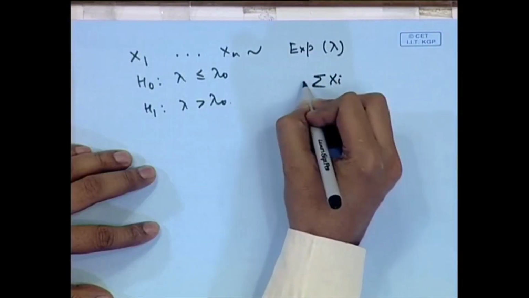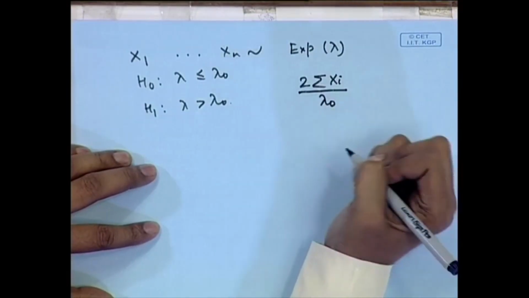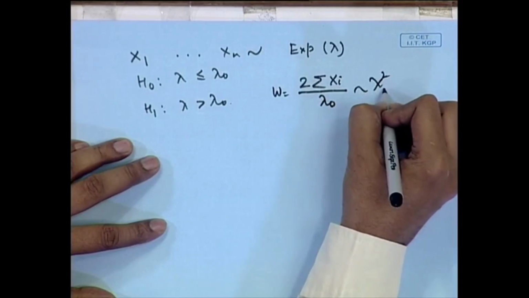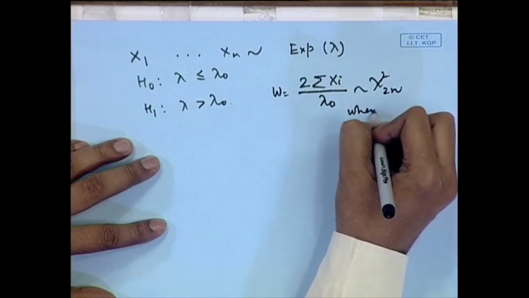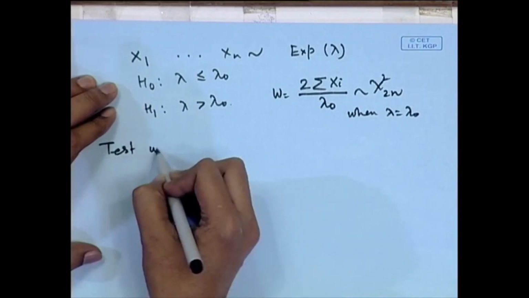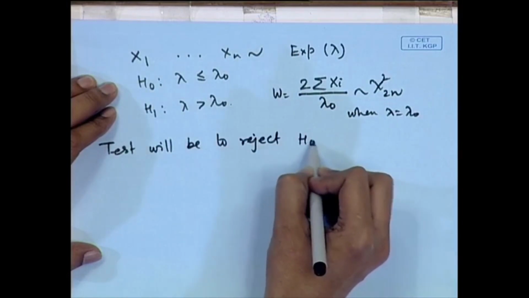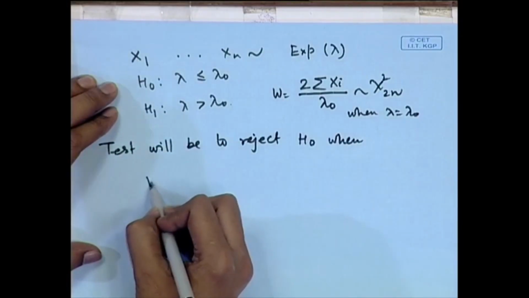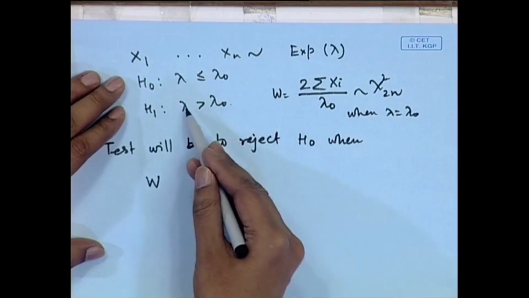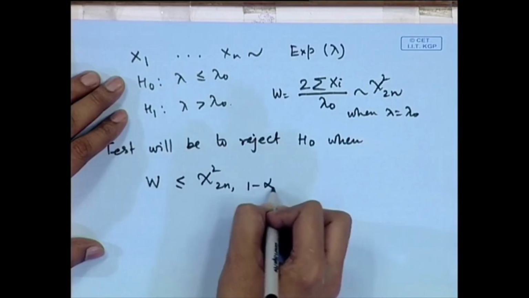And the test function we had devised in terms of a chi-square distribution, because we had made use of sigma x i. So, we considered twice sigma x i. If we consider twice sigma x i divided by lambda naught, let me call it W, then this will follow chi-square distribution on 2n degrees of freedom when lambda is equal to lambda naught. So, the test function will be to reject H naught when W is, since W is favoring 1 by lambda higher value, a smaller value of 1 by lambda will correspond to W less than or equal to chi square 2n, 1 minus alpha.